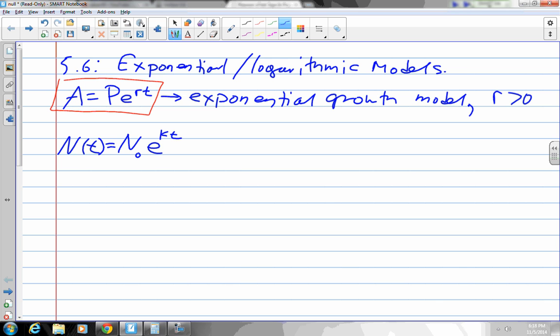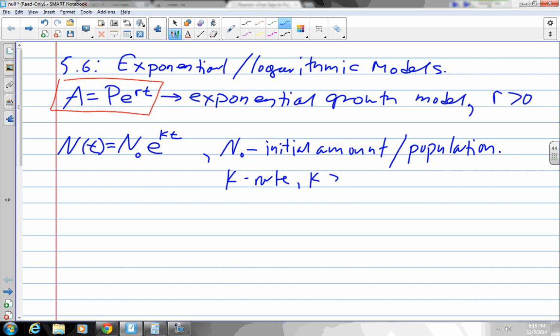So N naught, that's the initial amount, population, depending on what we're dealing with. k is the rate, and k is positive. So if you see a function with a positive exponent, it will grow. Okay.